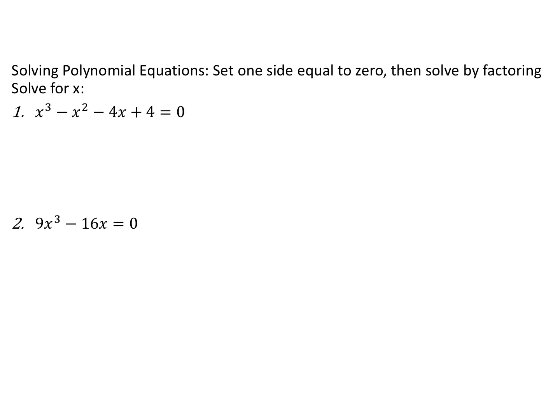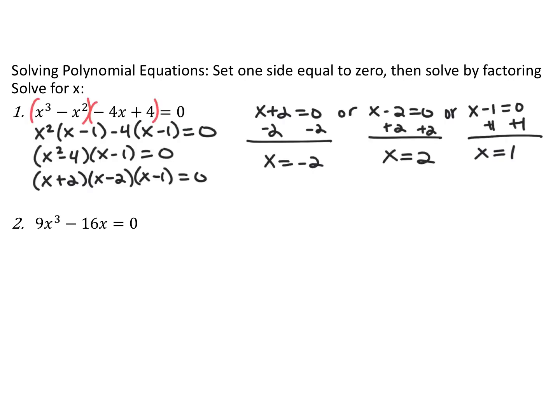x cubed minus x squared minus 4x plus 4 equals 0, and 9x cubed minus 16x equals 0. For the first one, it factors by grouping, so I grouped the x cubed minus the x squared and factored out an x squared, was left with x minus 1.